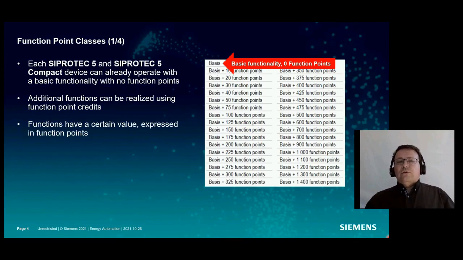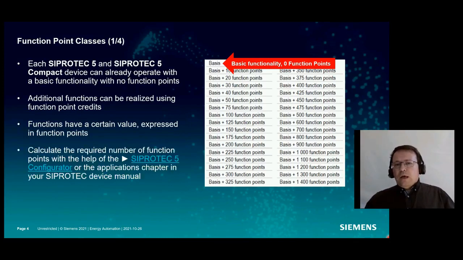Each function has a certain value expressed in function points. If you would like to know how many function points are required to implement certain functionality, then you can consult the online tool SIPROTEC 5 Configurator or consult the application chapter in your SIPROTEC device manual.